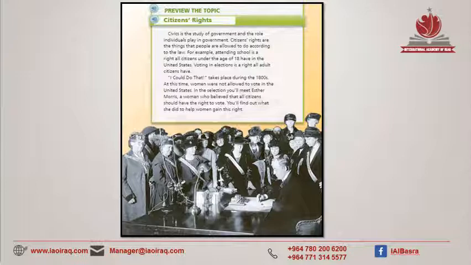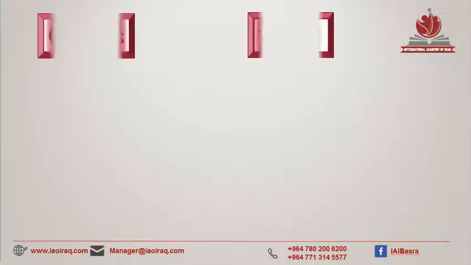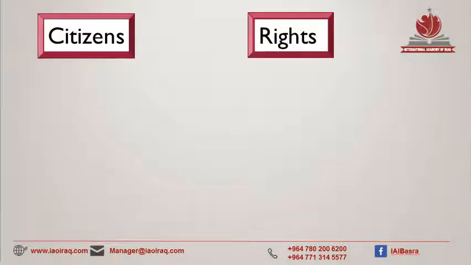This story takes place during the 1800s. At this time, women were not allowed to vote in the United States. In the selection, you'll meet Esther Morris, a woman who believed that all citizens should have the right to vote. You'll find out what she did to help women gain this right.